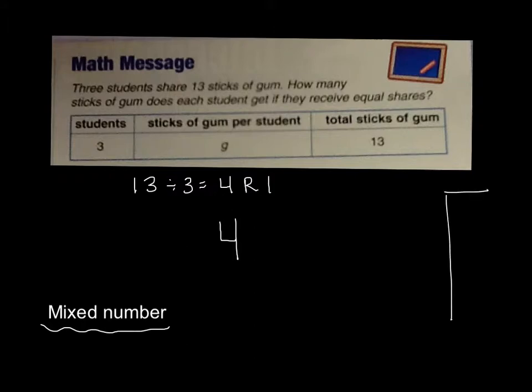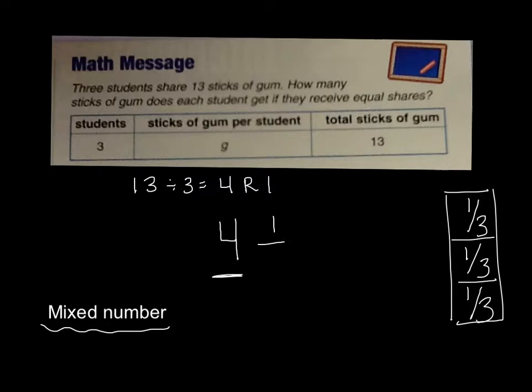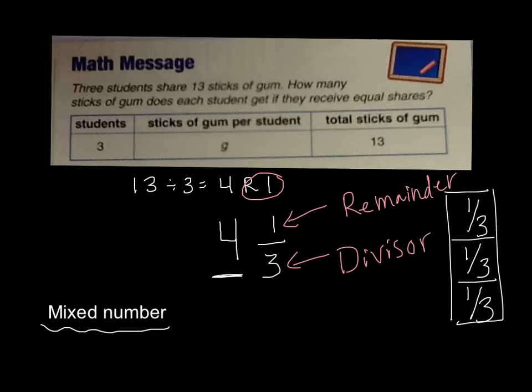So let's picture what that looks like. Here's a piece of gum. We divide it into 3 parts. Each girl is getting 1/3 of the piece of gum. So now in our answer we have 4. Each girl gets 4 pieces, plus they get another 1/3. To change the remainder into a fraction, you simply write the remainder as the numerator, and the bottom number is our divisor. Anytime you go from a remainder, changing it into a fraction, you write the remainder divided by the divisor.